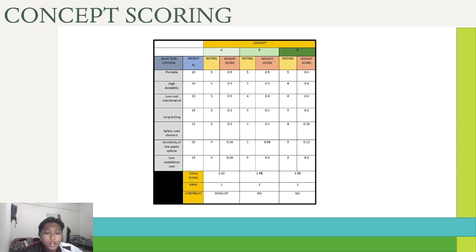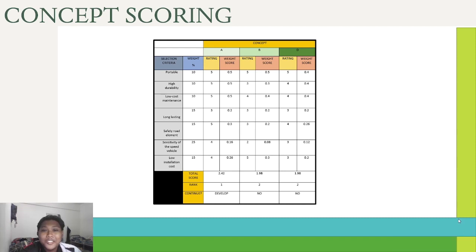Number 2 is rate the concepts. As in the screening stage, it is generally easiest for our team to focus the discussion by rating all of the concepts with respect to one criterion at a time, because of the need for additional resolution to distinguish among competing concepts. A finer scale is now used, a scale from 1 to 5. We can see at concept A, for portable, we get a rating of 5, and for high durability.